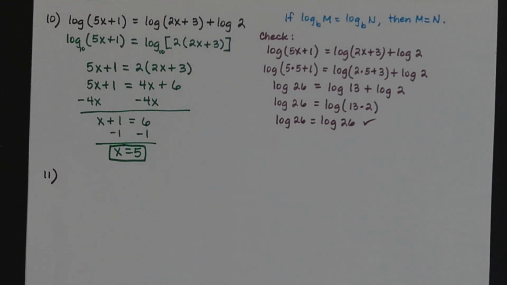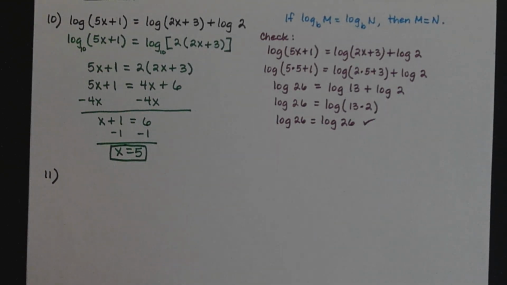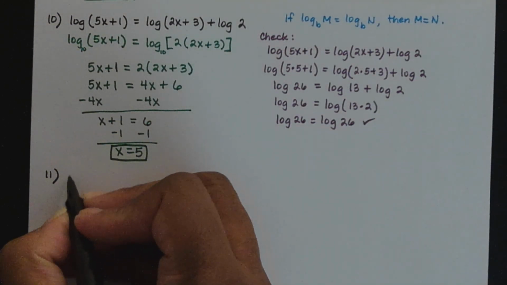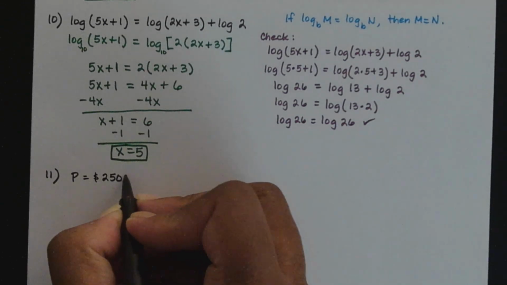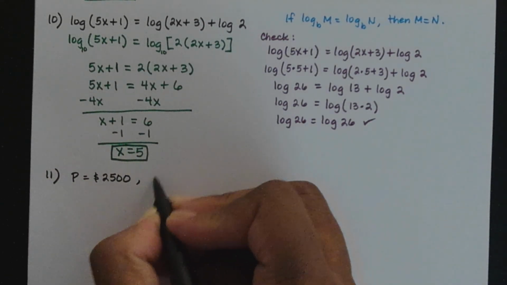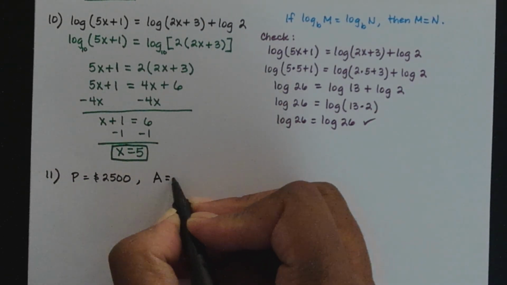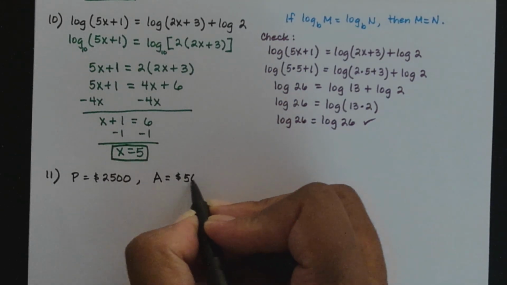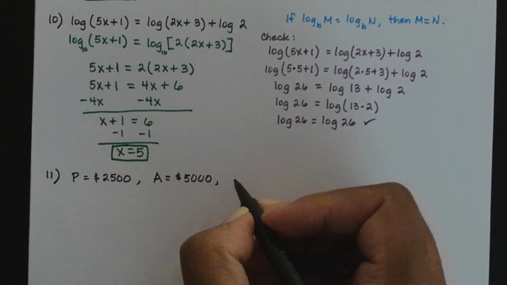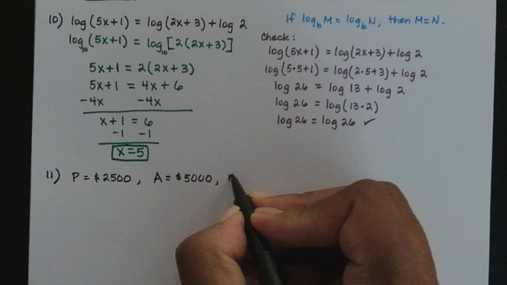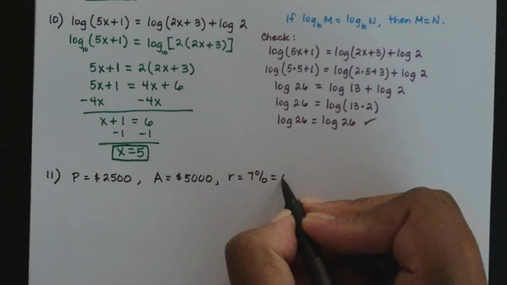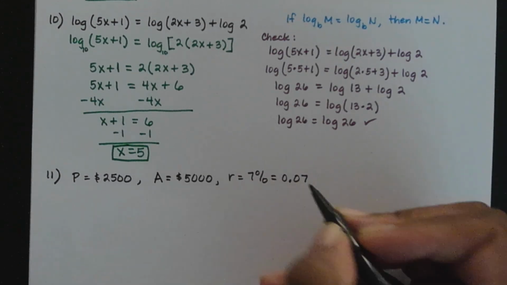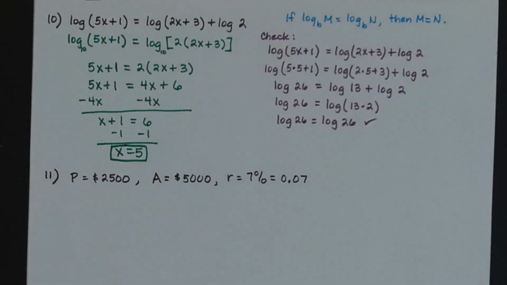All right, so let's go ahead and identify what we have in that problem. We have a $2,500 investment. That is what P will be equal to. And we want it to grow to an amount, which is A, of $5,000. The annual interest rate is given as 7%. Now, what's 7% as a decimal? 0.07. And we are told that the interest is compounded continuously.